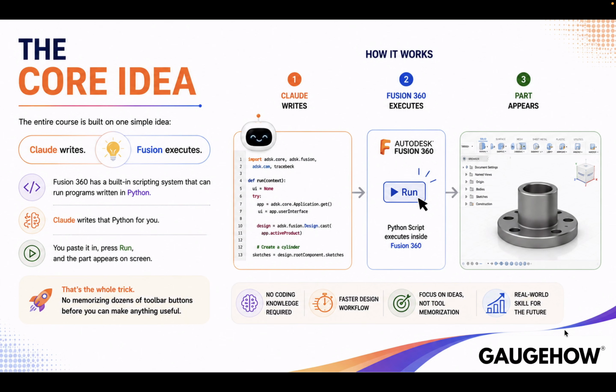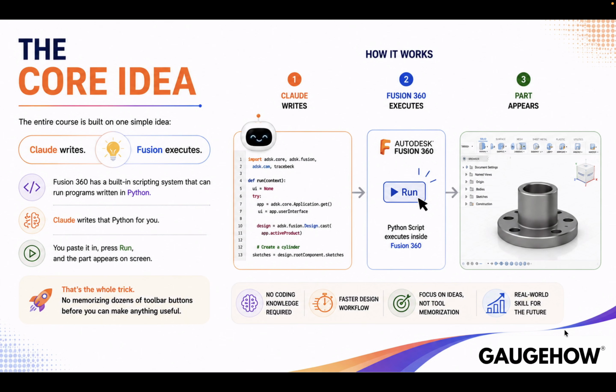The second step is Fusion 360 executes. Once the Python script has been generated, you simply copy it into Fusion 360 and execute it. Fusion 360 reads the script line by line. Each command tells Fusion 360 exactly what action to perform. Fusion 360 executes every instruction sequentially until the entire model has been created.